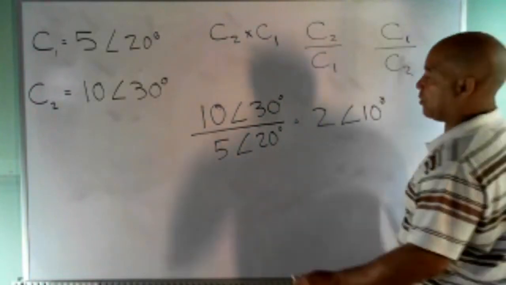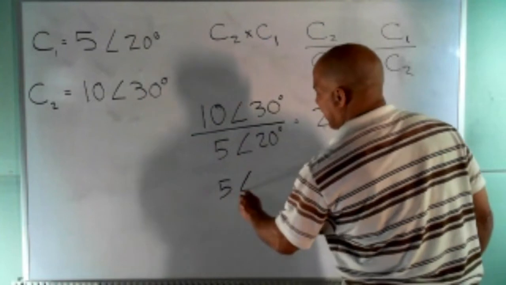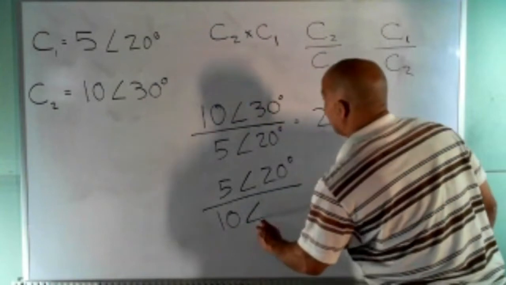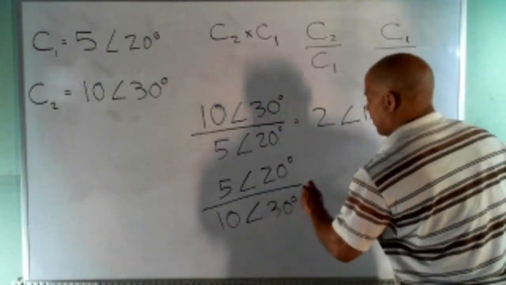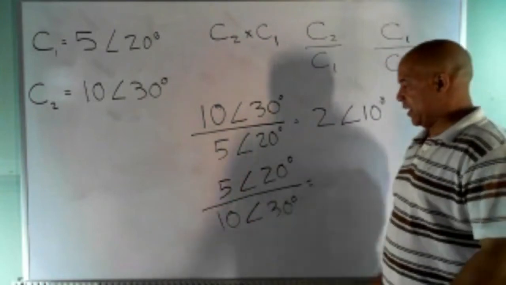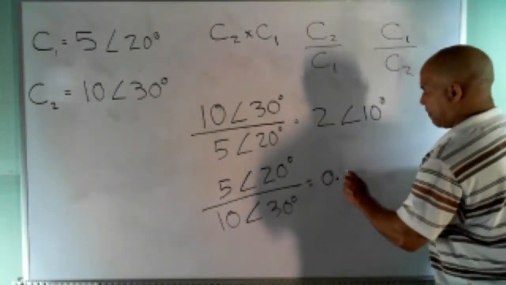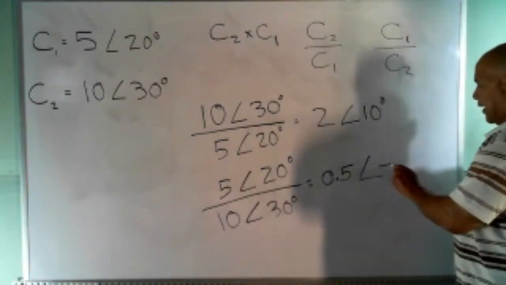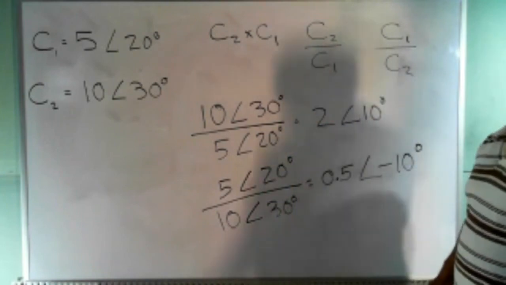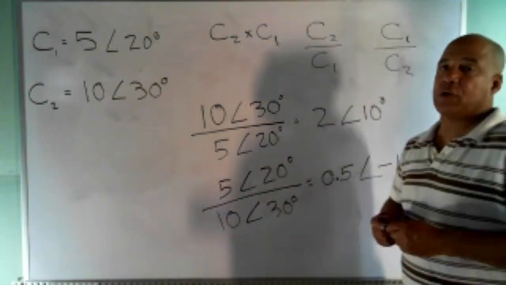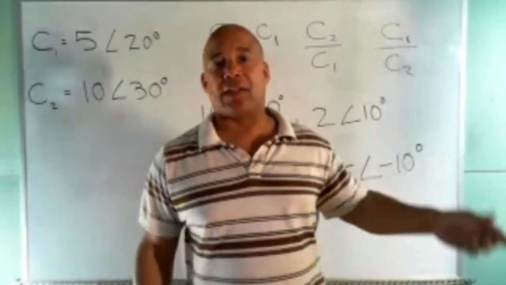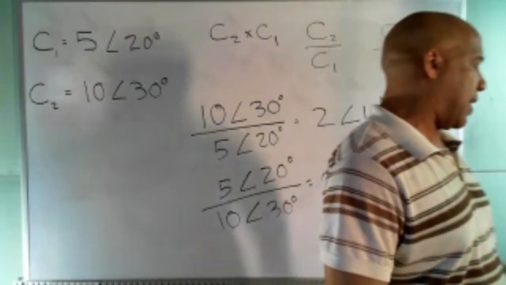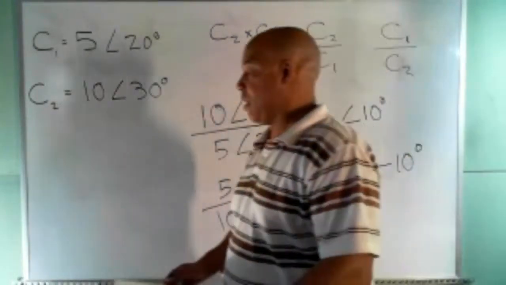For this one, C1 over C2, if I flip it over, I got 5 angle 20 divided by 10 angle 30. When I divide these, I get 0.5 angle. If I take 20, subtract 30, I get a negative 10. So there's my division. So the rule is, remember, when you add or subtract complex numbers, you want to be in rectangular form. When you multiply or divide complex numbers, you want to be in polar form.